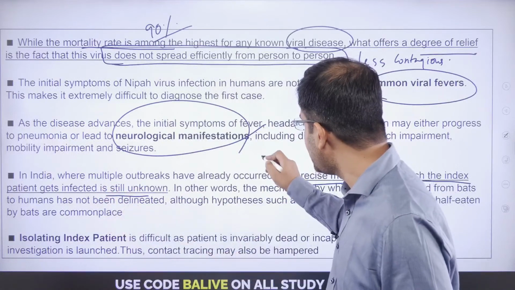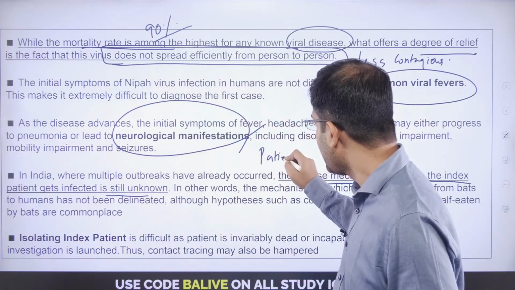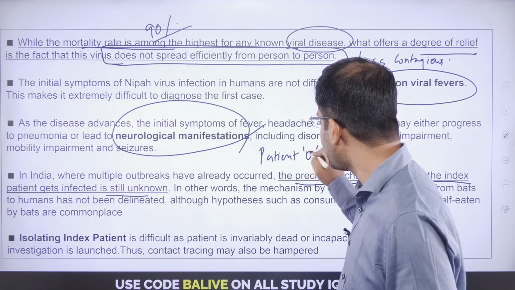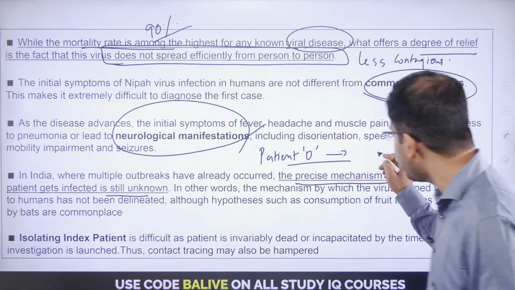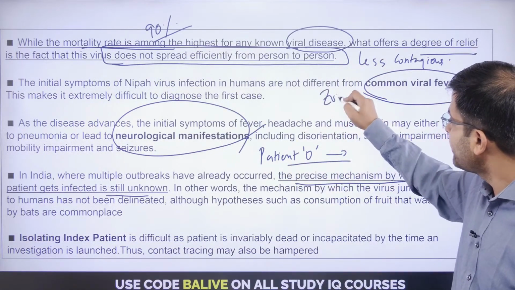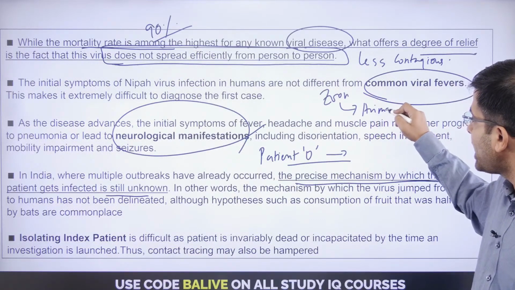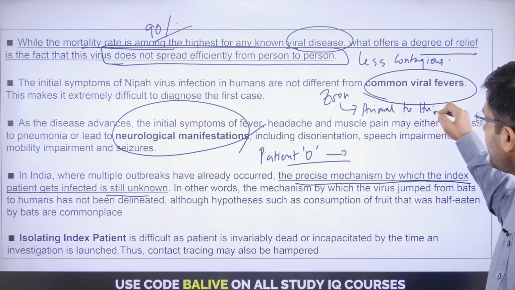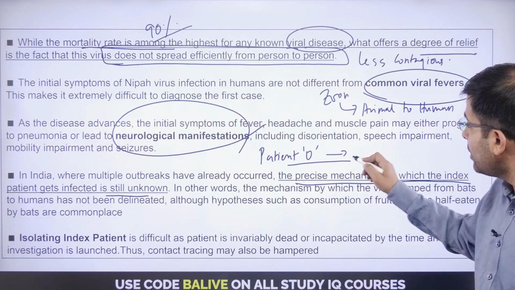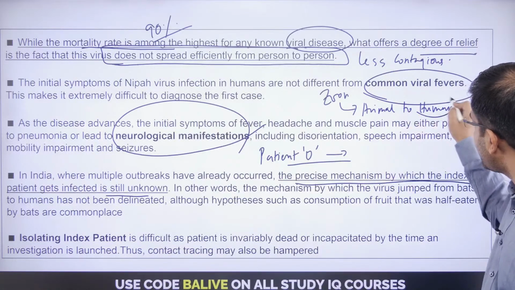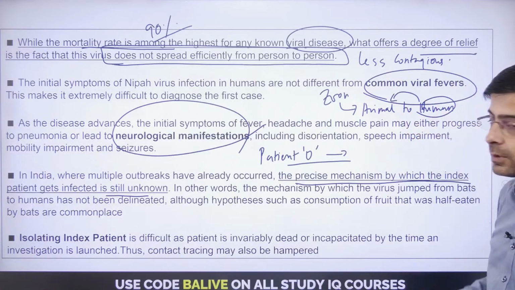So the index patient is, say, patient 0, the first patient to have got the infection. When you talk about zoonotic diseases, which is essentially the transmission of a disease from animal to humans, who is that patient 0? Who is the first person to get infected from an animal source?